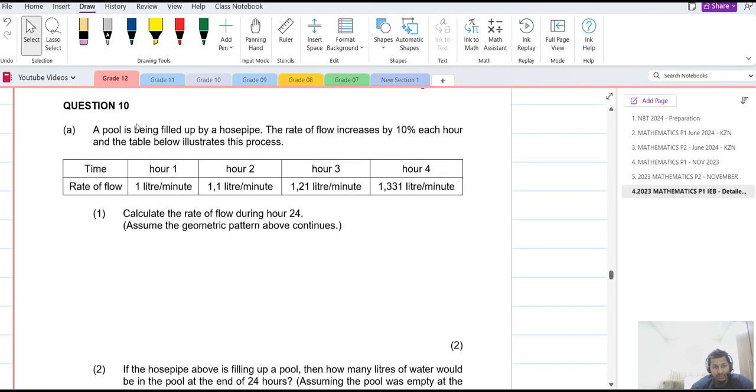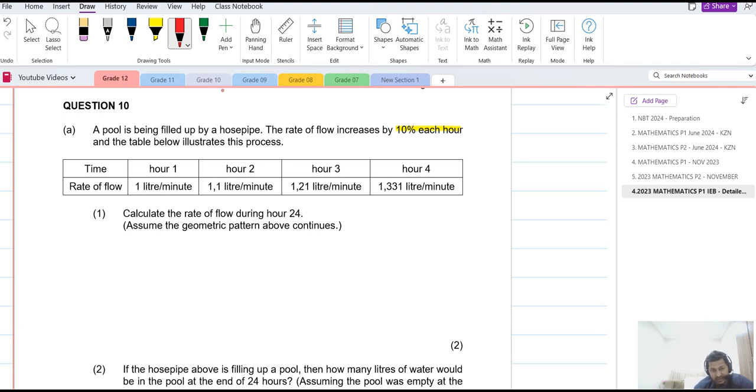A pool is being filled by a hose pipe. The rate of flow increases by 10% each hour. So it's kind of a geometric sequence, because it's 10% of the previous one and so on. And the table below illustrates this process. So the rate of flow is 1 liter per minute. This is in hours, this is in minutes. So after 60 minutes, you got 1 liter per minute.